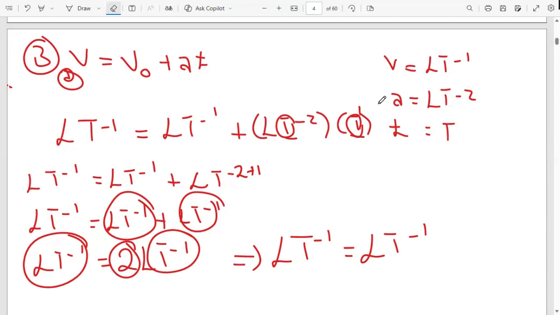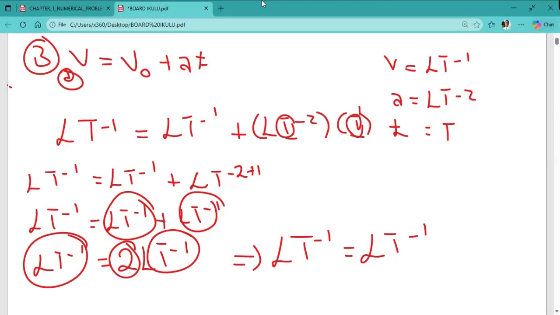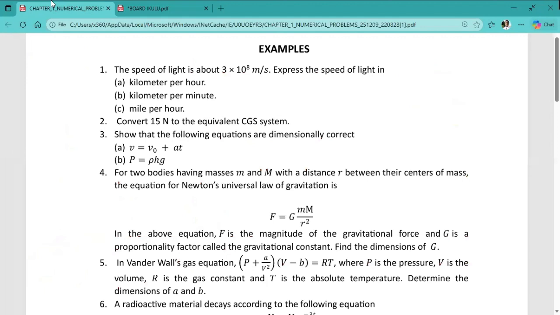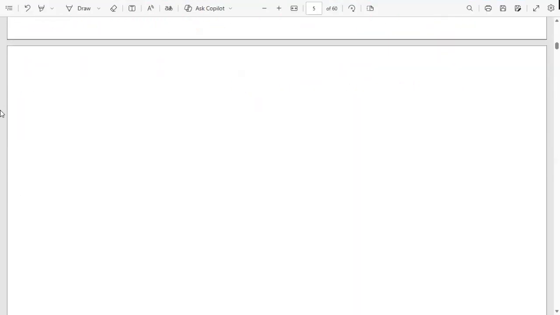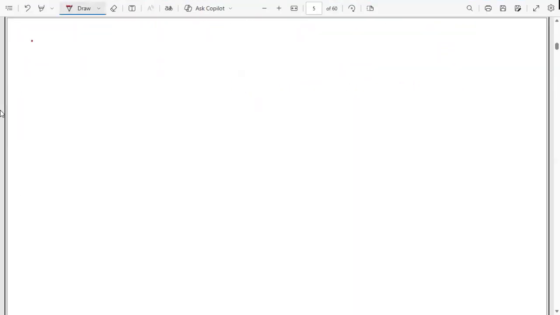Okay, if there's no question, let's move on to equation B. Equation B is stating P is equal to rho hg. This is also another simple, interesting equation. We have P equal to rho hg.